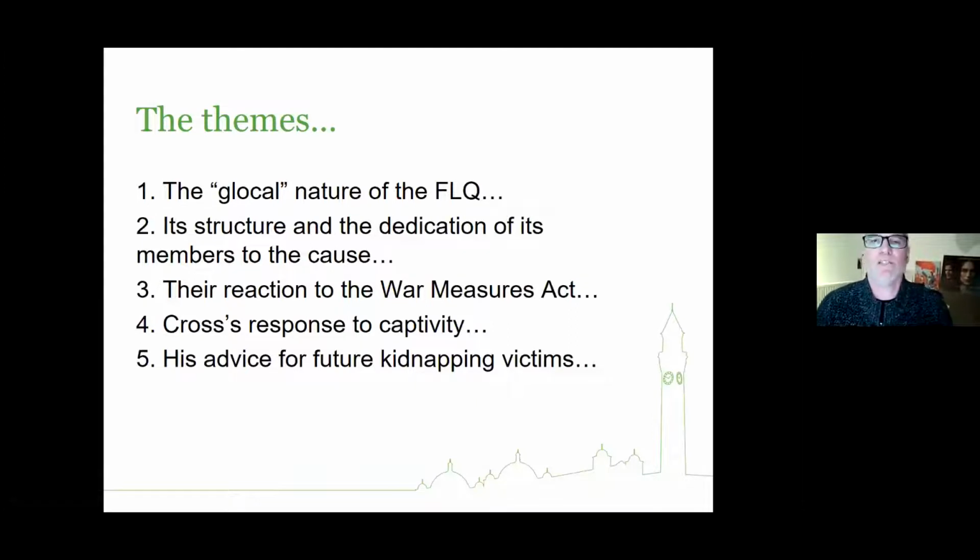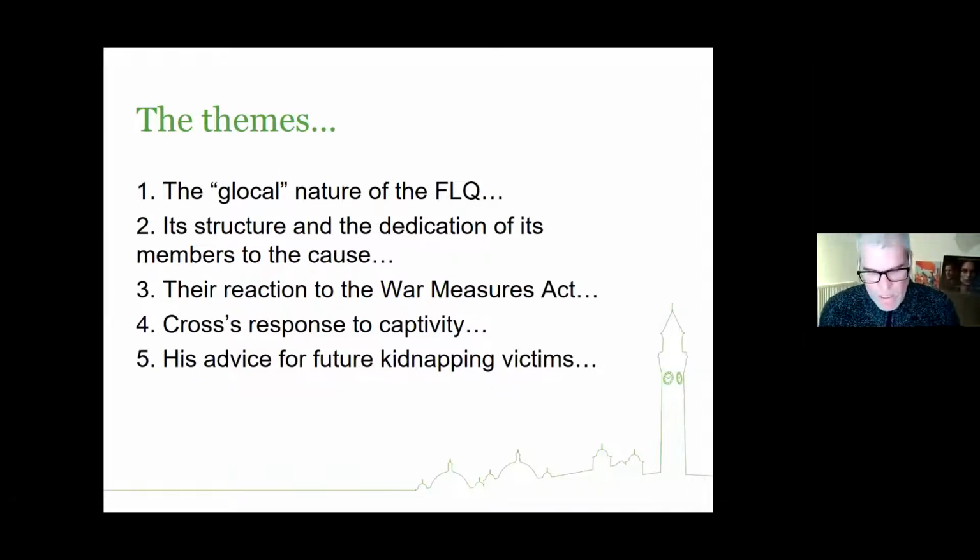So this positions the FLQ and what they're attempting to do as part of this decolonization that you see happening across the world post-World War II. Liberation movements, obviously, you've got the Cuban Revolution, you have the Algerian Revolution. One of the texts the kidnappers gave Cross to read was Frantz Fanon, the important theoretician on using violence to overcome colonialism. So Cross, I think, is again recognizing that this is a very complicated, multi-dimensional movement, not to be reduced to this simplistic French versus English narrative.